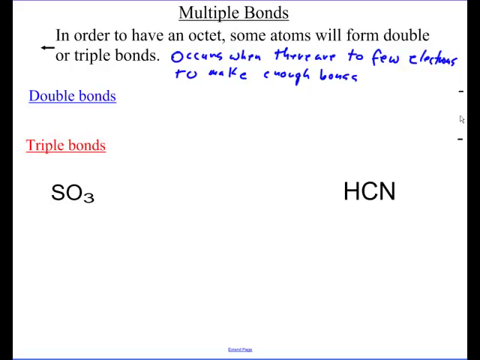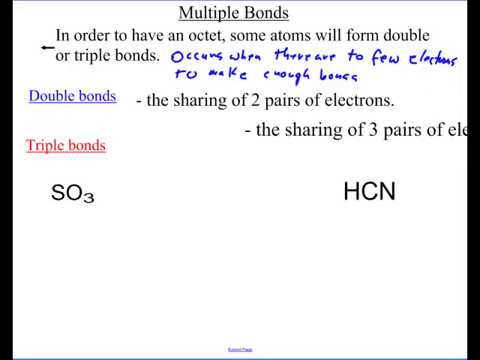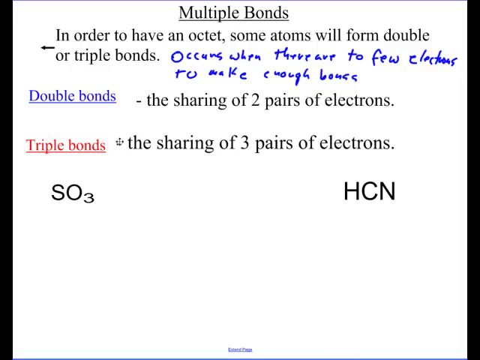All right? So in a double bond, what you get is 2 pairs of electrons are shared. And what would you get with a triple bond? Absolutely right. You would get 3 pairs of electrons. Okay? So let me show you how this works with, well, this isn't sulfite. What is this? Sulfur trioxide, right? Because there's no charge. And then this is called hydrogen cyanide. We'll just go with that for now. All right? So here we go.